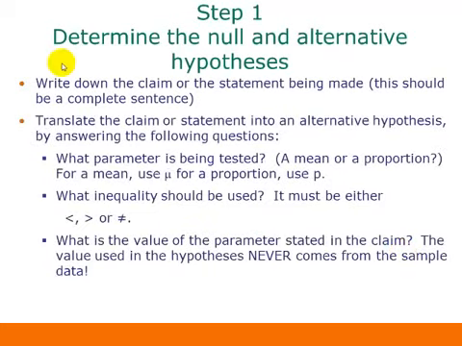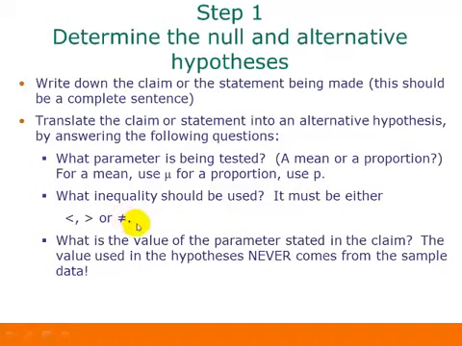Then we want to translate the claim or the statement into an alternative hypothesis by answering these questions. First, what parameter is being tested? In this chapter, it's either going to be a mean or a proportion, so you just have to determine which of the two it is. For a mean, the notation we'll use is mu. For proportion, we'll use p.